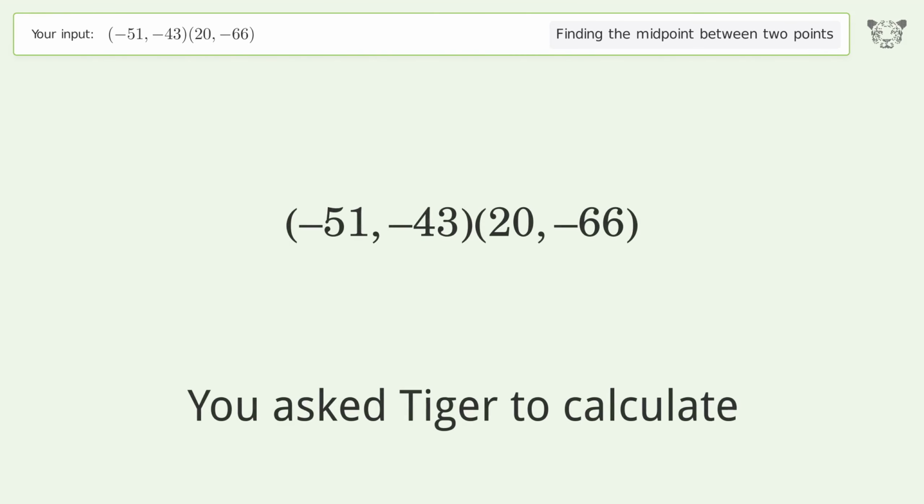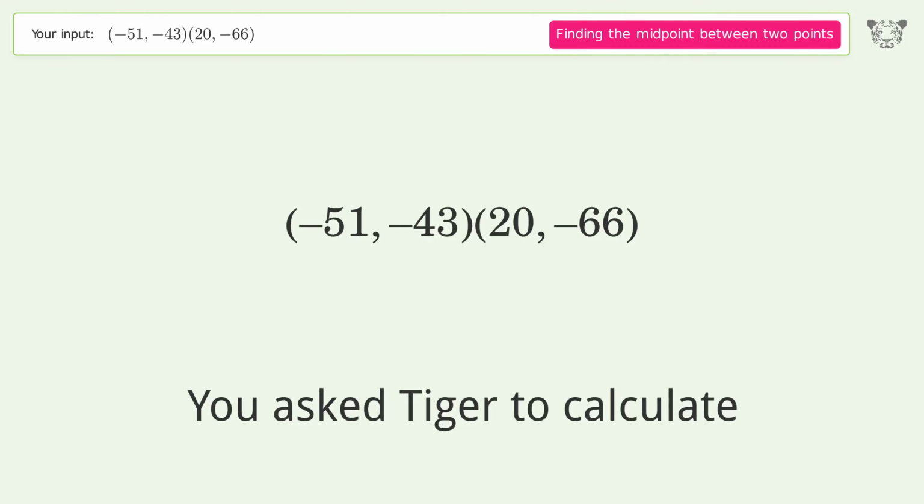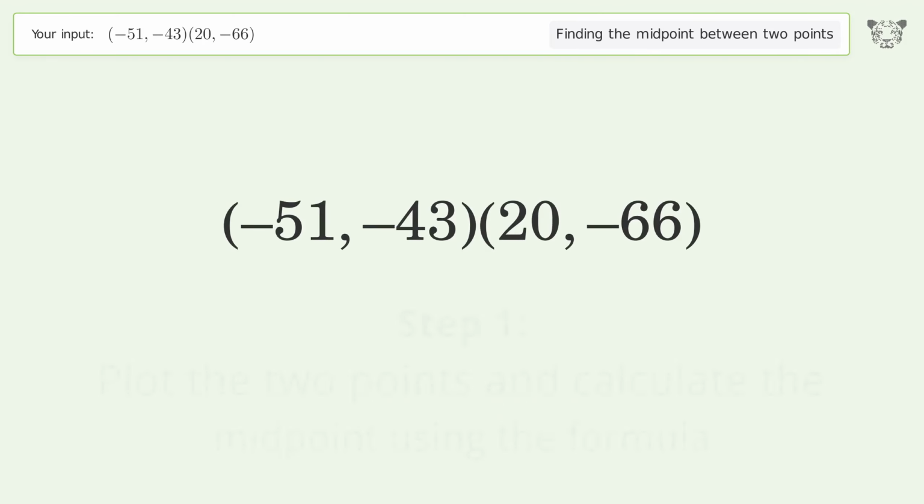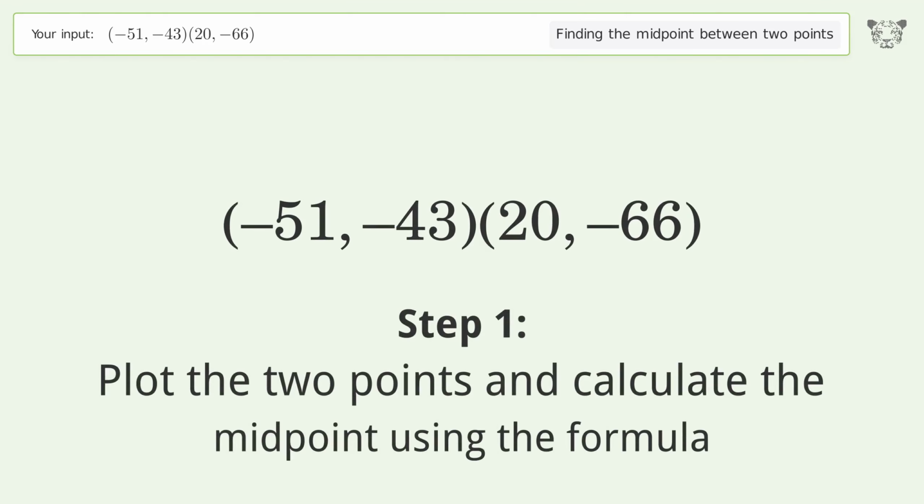You ask Tiger to calculate. This deals with finding the midpoint between 2 points. The midpoint between the 2 points is -15.5, -54.5. Let's solve it step by step. Plot the 2 points and calculate the midpoint using the formula.